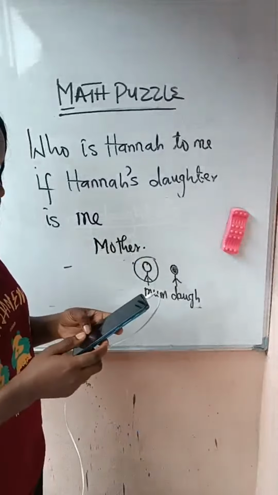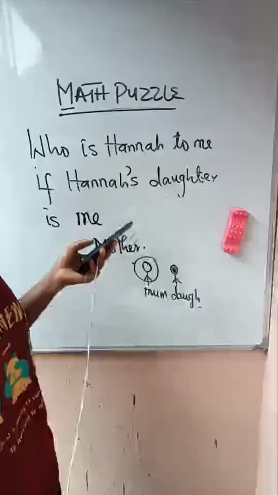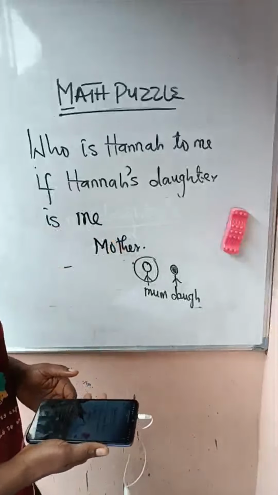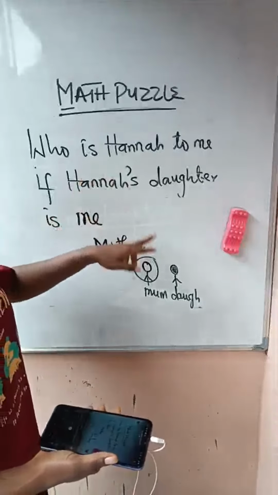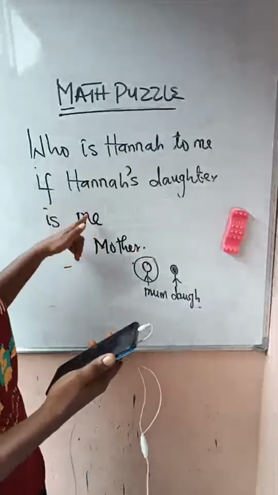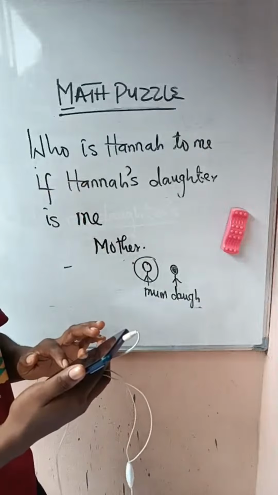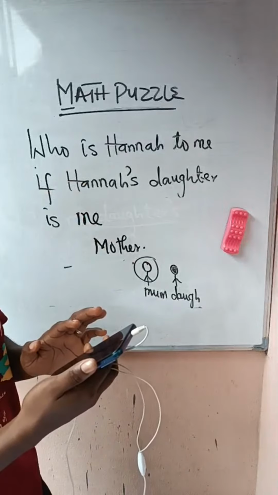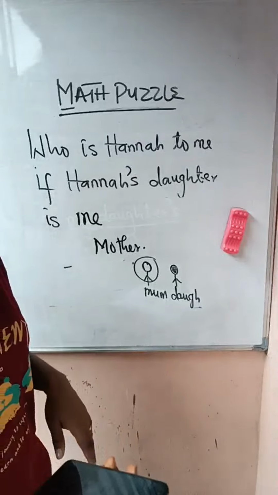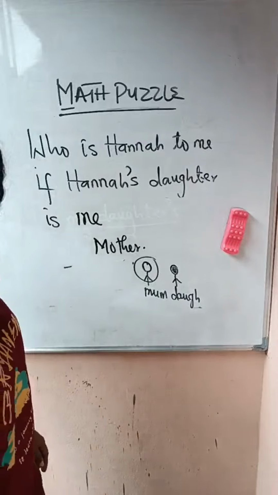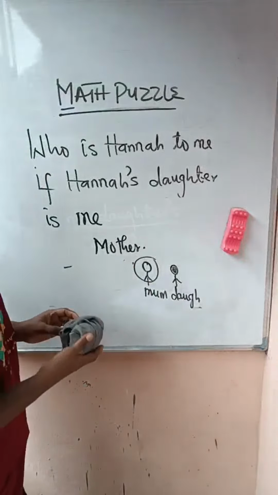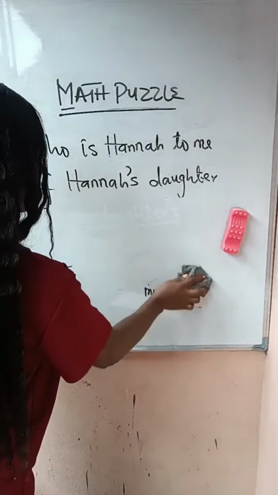Someone is saying mother-in-law. Yeah, mother-in-law is also possible if the person in question is the husband of Hannah's daughter. That means he becomes the son-in-law to Hannah. So that one too is correct. All right. Now let us go. How do we know me is a female? I've already given the option that it might be a male, and if it is a male, then Hannah is mother-in-law.